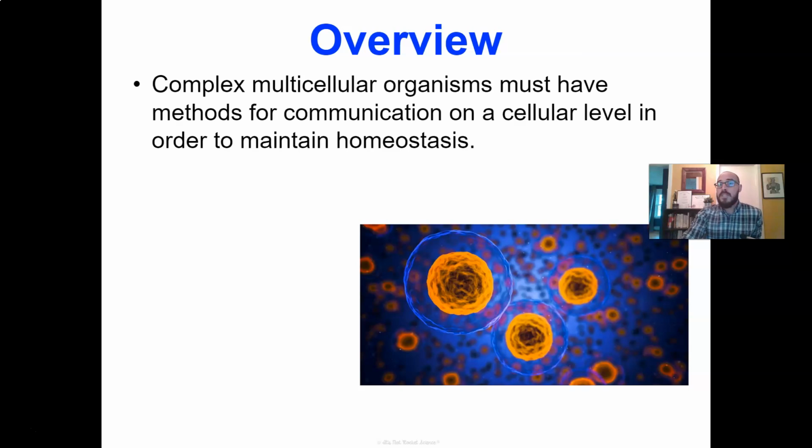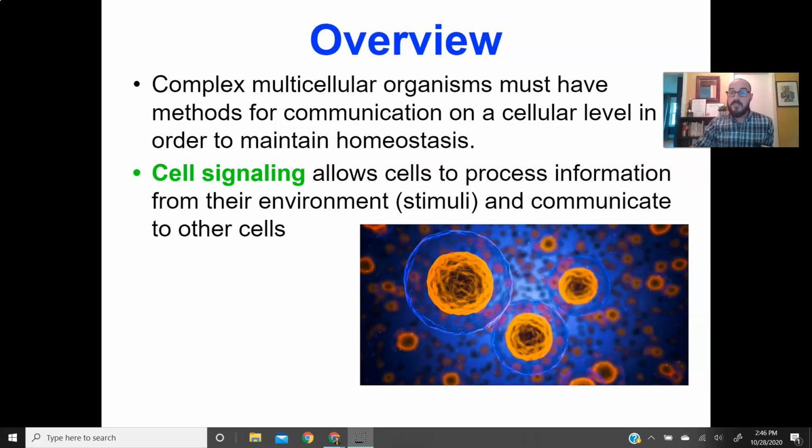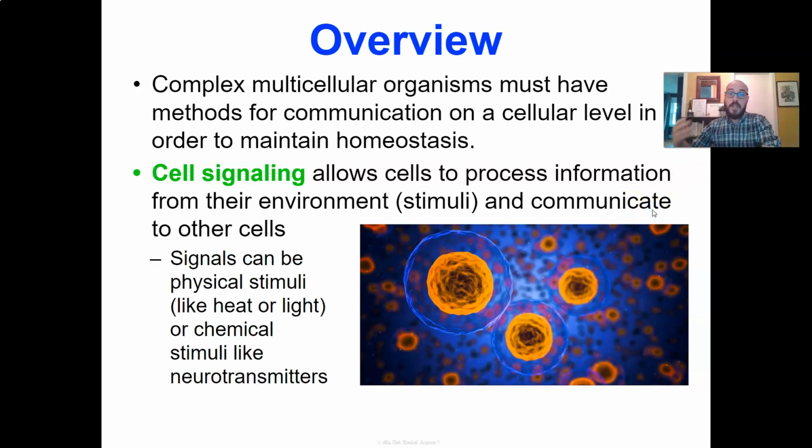All right. So complex multicellular organisms like you and me need to be able to communicate from one cell to another cell to say, hey, there's something happening here. There's a stimulus happening here. You need to respond. You need to do something. And how do they do that? They do it by sending messages to one another. So cell signaling allows your cells to process information from their environment. That stimuli we talked about, that's a condition for life. It has to be able to respond to stimuli, right? So we do that through cell signaling.